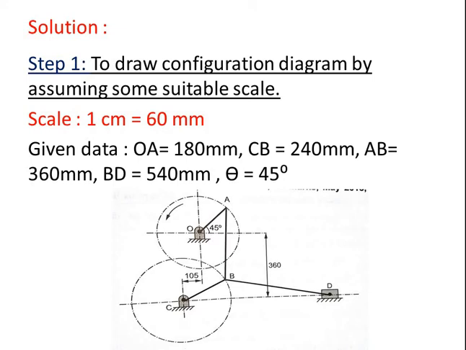Remember, there are no marks for the configuration diagram in the marking system. But if the configuration diagram is wrong, the entire velocity and acceleration polygon will go wrong. So it is required to draw the configuration diagram very neatly and very carefully without any mistake.